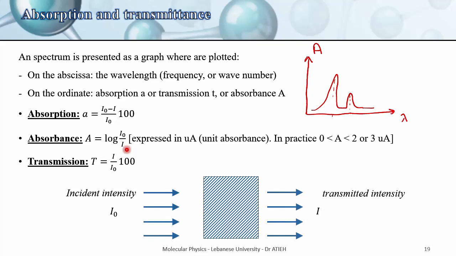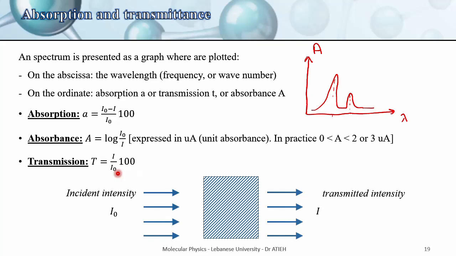Let's go to the transmission. The transmission is defined as I over I0. I is the transmitted intensity and I0 is the incident intensity. So this ratio I over I0 is the transmission. It will give me a number between 0 and 1. If multiplied by 100, it will be a percentage. It's usually given as a percentage to give the percentage of the transmitted light through a given sample.